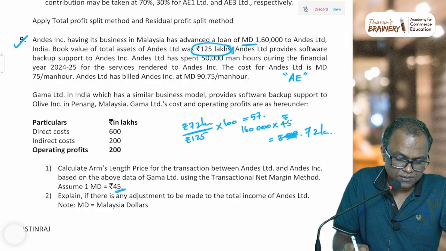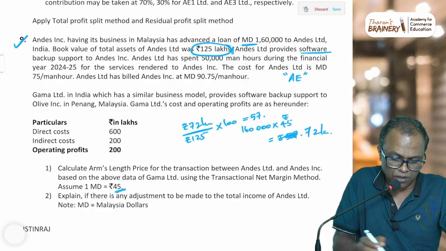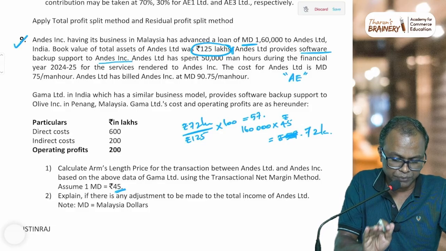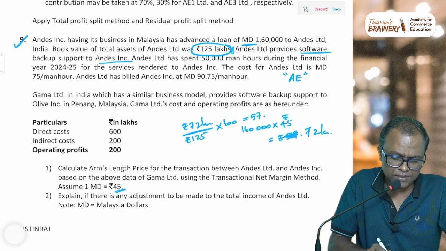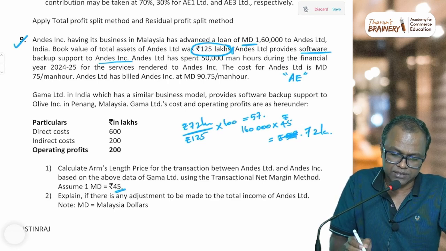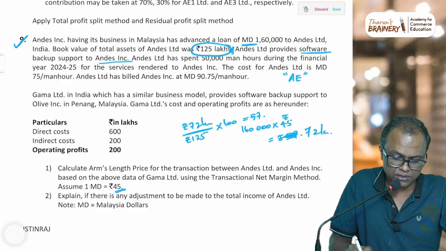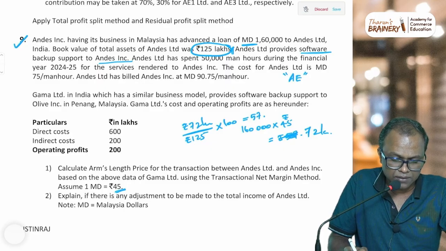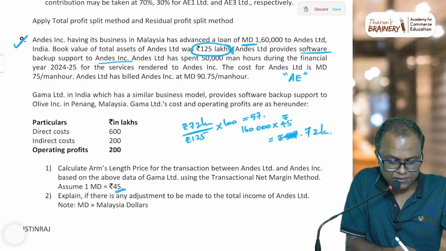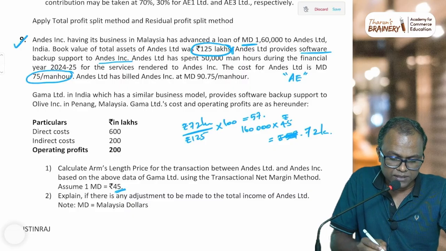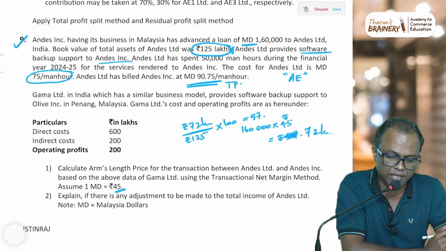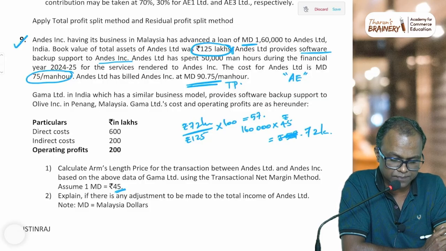Andes Limited, that is the Indian company, provides software backup support to Andes Incorporation. Again, export. P&L account credit side. Andes Limited has spent 50,000 man hours during the financial year 24-25 for the services rendered to Andes Incorporation. The total cost for Andes Limited is Malaysian dollar 75 per man hour. So this is the actual cost. We need this actual cost. This is TP, actual bill. Andes Limited has billed Andes Incorporation Malaysian dollar 90.75 per man hour.